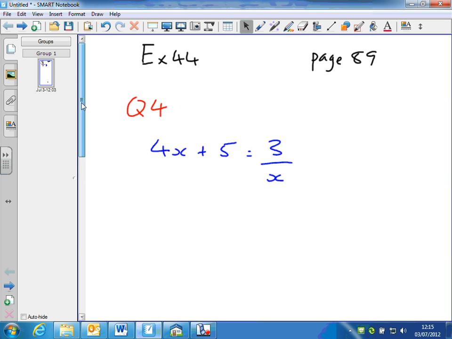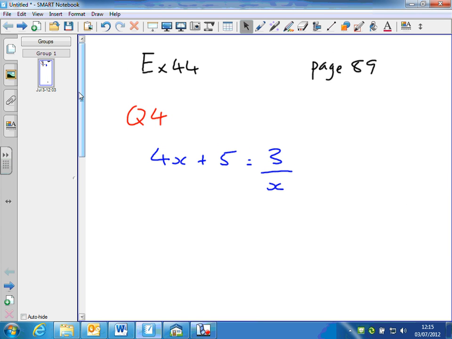So this is exercise 44, question number 4. The problem with this one is it's not in the correct form. Ax squared plus bx plus c equals 0. The right hand side must be 0. At the moment it's not 0. And also we don't appear to have anything involving x squared in there.